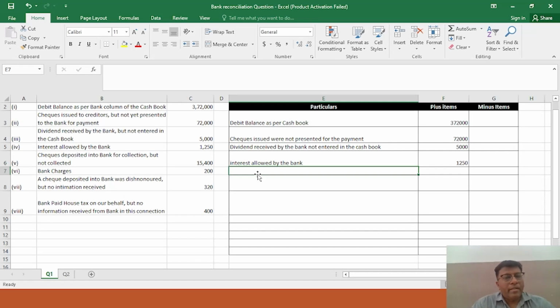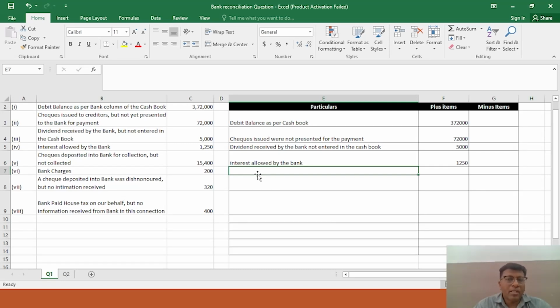Okay, and the next transaction we focus on is checks deposited into bank for collection. So exactly what is the meaning of collection? First of all, you should be familiar with that, because terminology is very important to know when you are going to record transactions in the books of accounting. If you are not aware of that, you cannot have a clear sense, and you cannot prepare the particular statement.